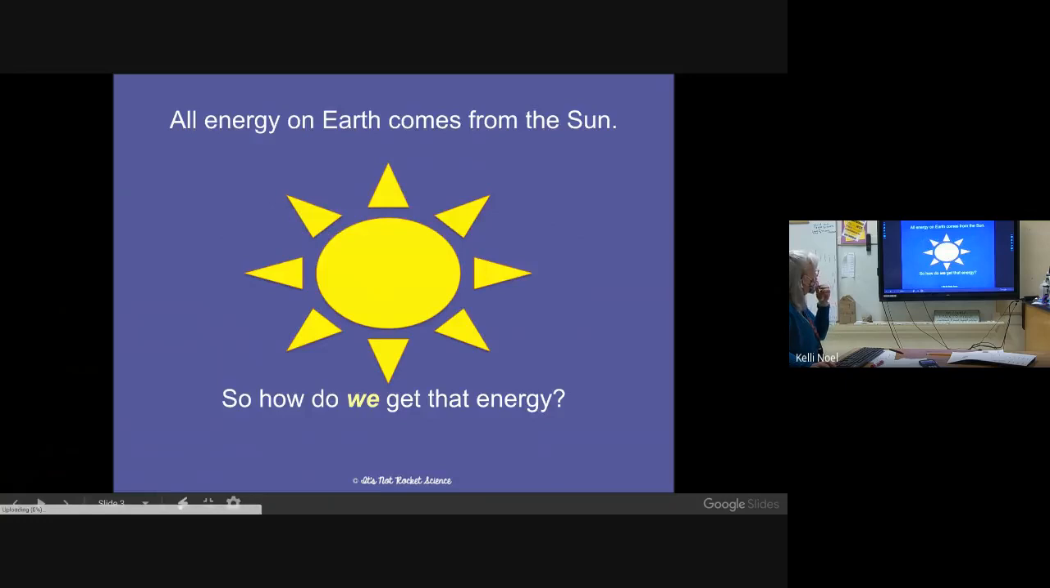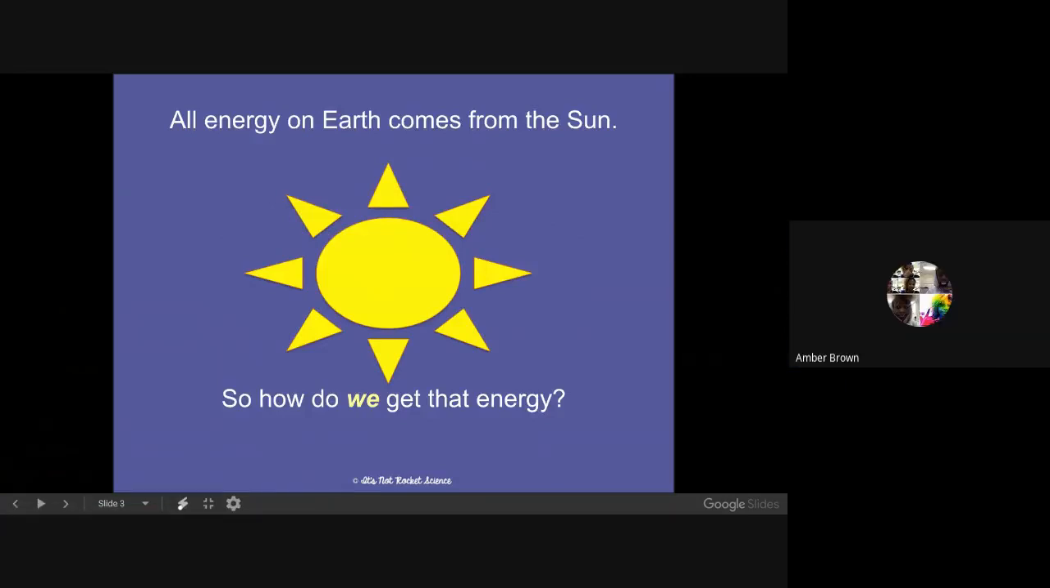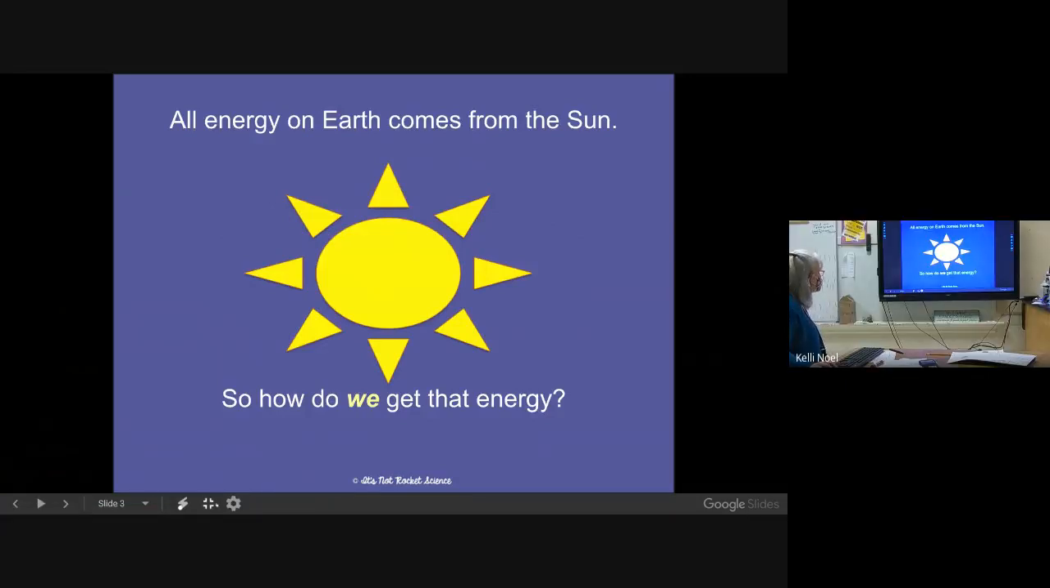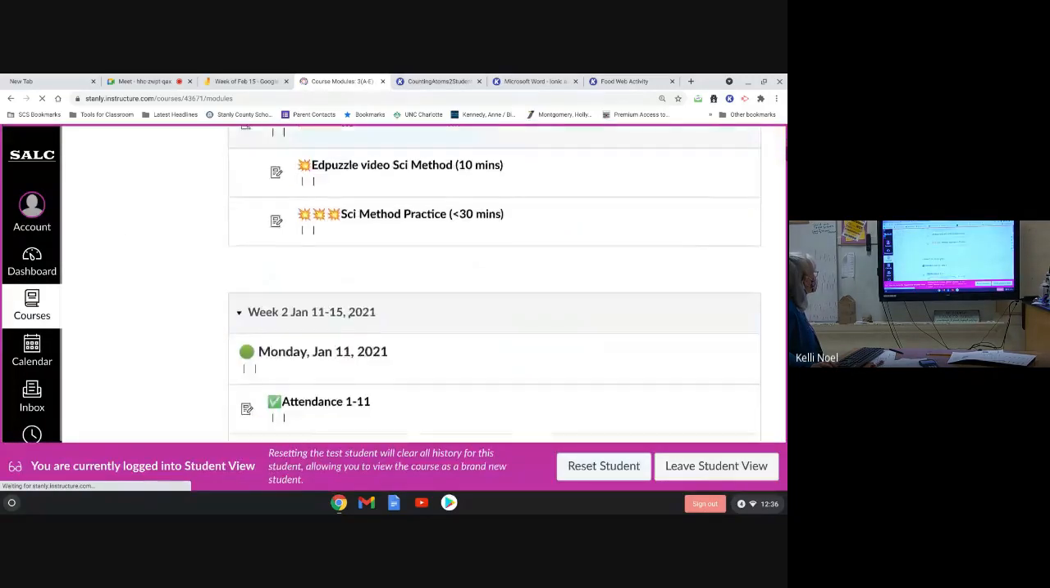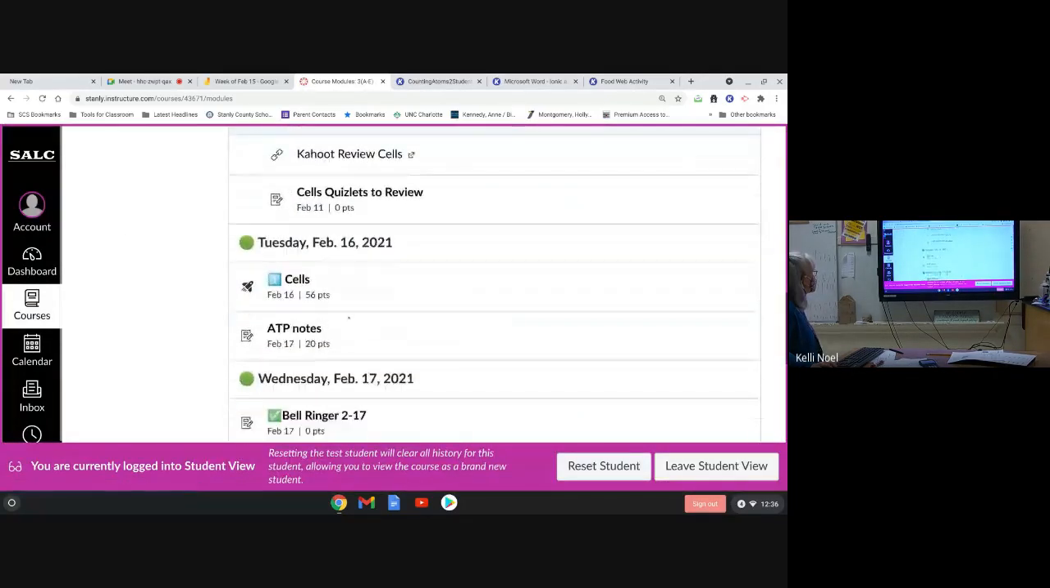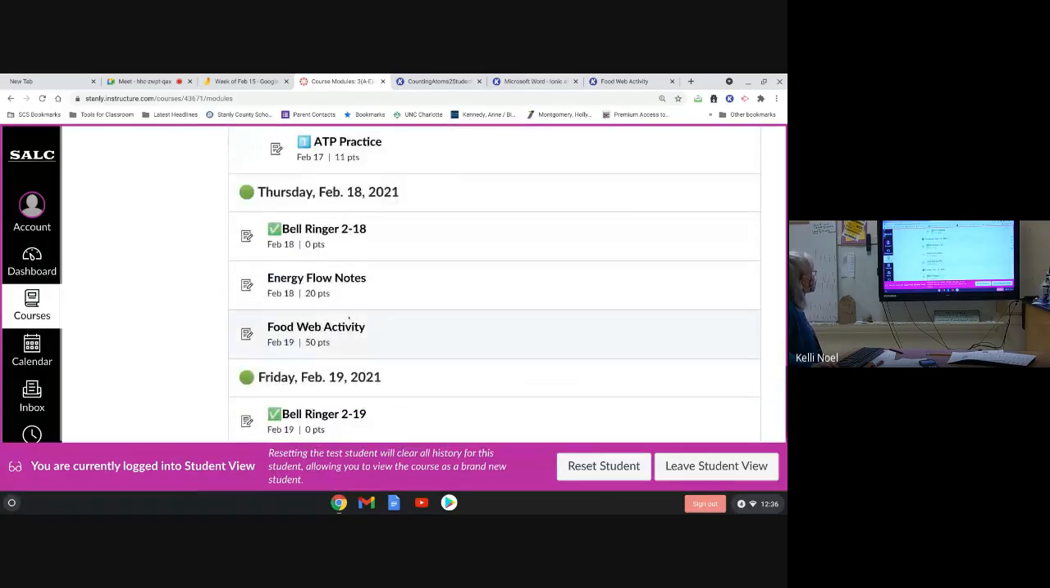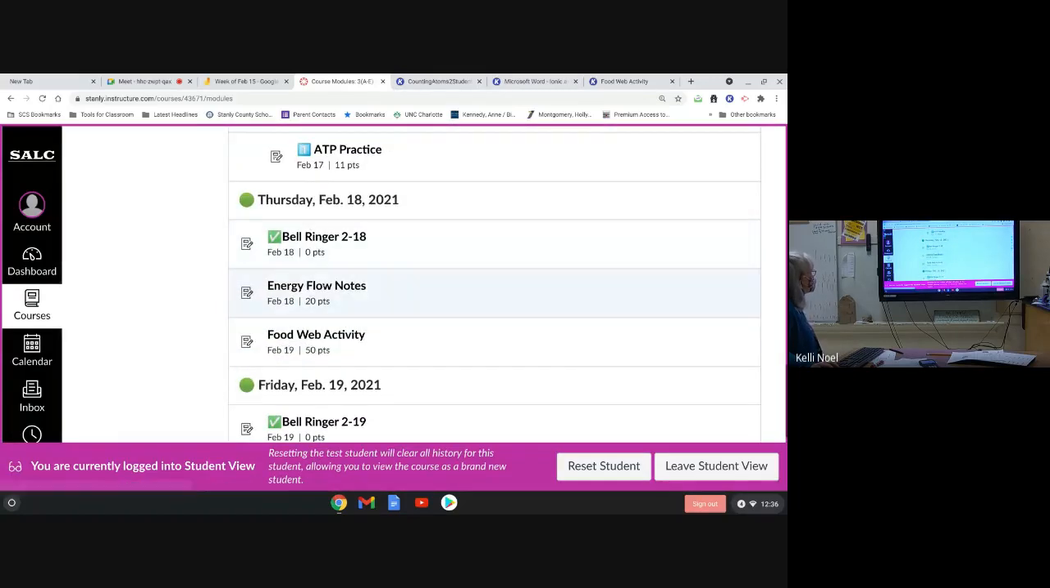Are these notes for today? Yes. I'll go back a minute. If you will go under today's, I didn't put the cute little emojis on there, so it's going to say energy flow notes under Thursday. So right here. We did the bell ringer already, and then here's the notes, which I was on. And then we're going to talk about that.